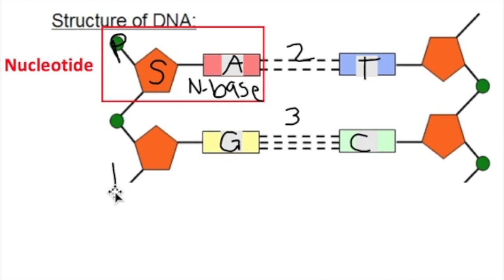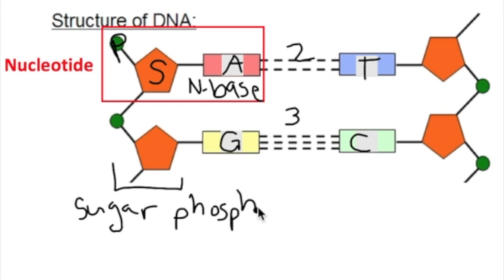When we look at just this side, we call that the sugar phosphate backbone. This is basically what makes up the sides of the DNA. Everything else in the middle are those stairs. Those A's pair with T's and G's pair with C's.